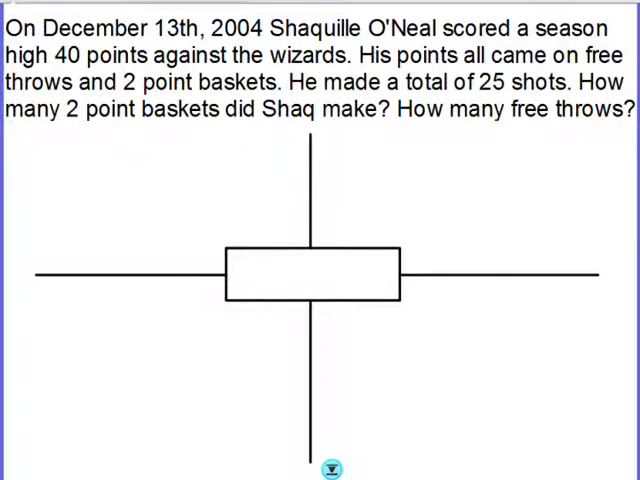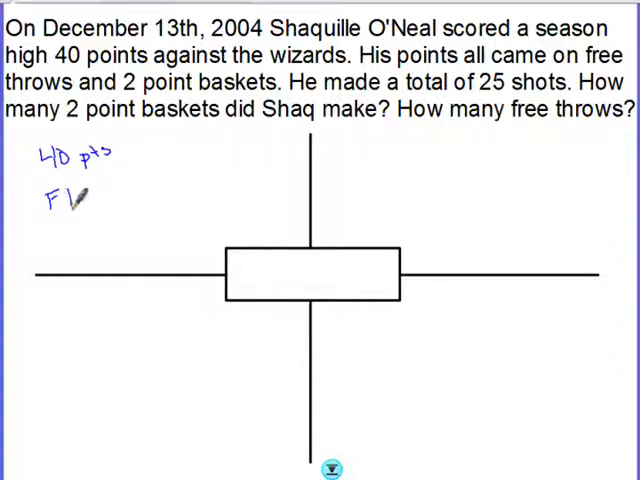Alright, I'm going to walk you through one more example. So this one we have in December of 2004, Shaquille O'Neal scored a season-high 40 points against the Wizards. All his points came on free throws and 2-point baskets, so Shaq was not shooting threes. He made a total of 25 shots, alright, and we want to know how many 2-point baskets and how many free throws. Okay, so let's write down what we know. We know he scored 40 points.